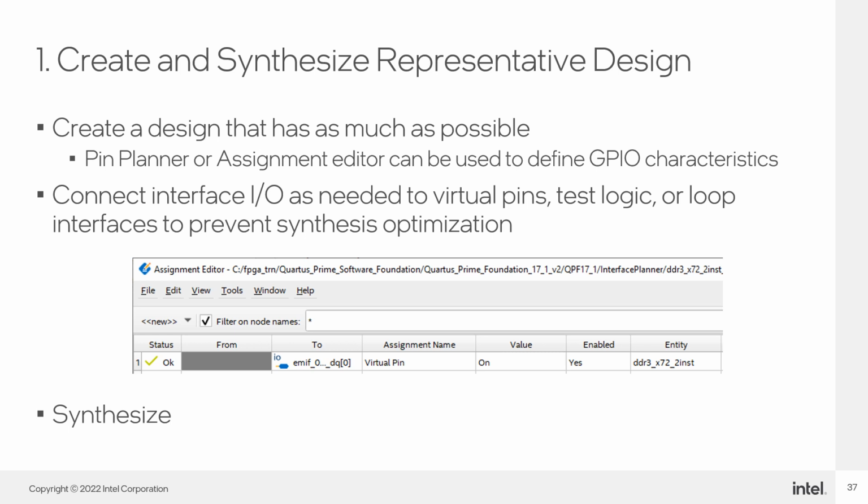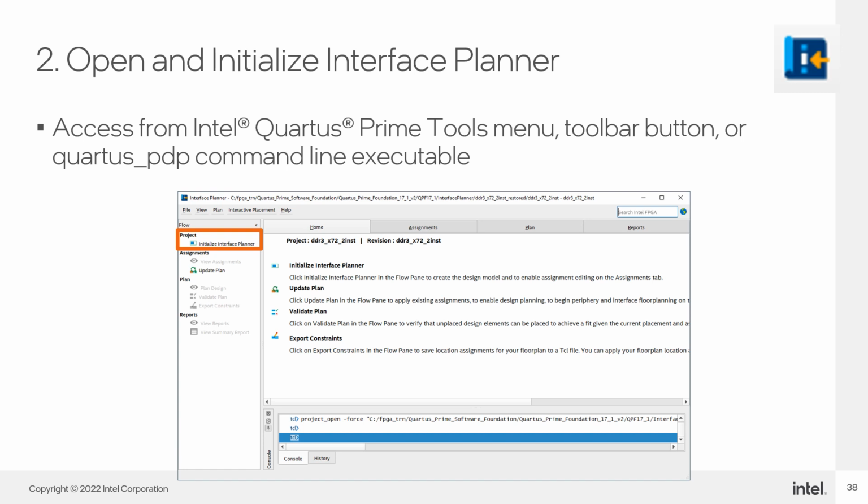When you are ready, perform a full synthesis of the design. As mentioned earlier, this is required for working with Interface Planner. Once the design is synthesized, open Interface Planner from the Quartus Prime Pro Edition Tools menu, the toolbar, or command line. Interface Planner uses the Quartus Prime compiler, specifically the fitter, so if you open the tool from the GUI, the Quartus Prime software must be closed when Interface Planner is opened.